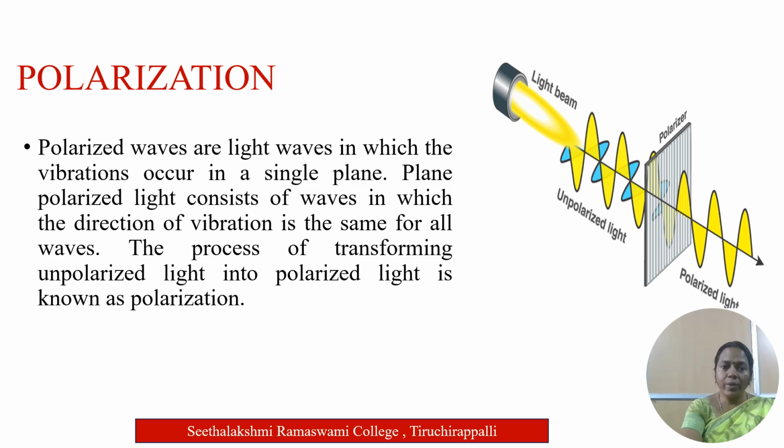So these polarized waves are the light waves in which the vibrations occur in one single plane. These plane polarized light consists of waves in which the direction of the vibration is the same for all the waves. So this process of transforming the unpolarized light into the polarized light is known as polarization.